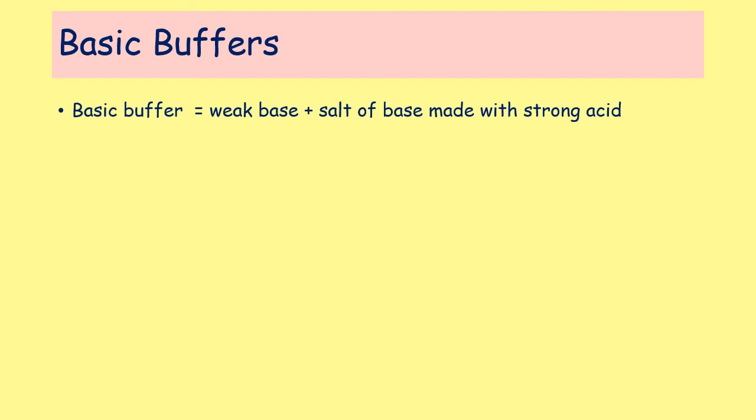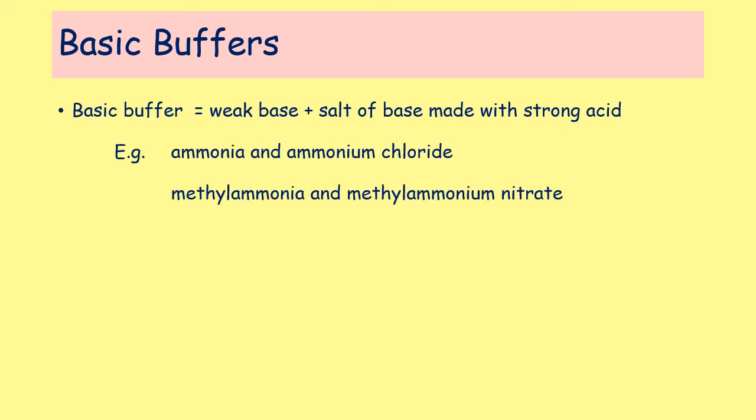Now, a basic buffer is going to be the opposite. It's going to be a weak base and then a salt that's made from a weak base and strong acid neutralizing one another. So a good example would be ammonia and ammonium chloride. So ammonia is a base, ammonium is the conjugate acid of that weak base, and chloride is from hydrochloric acid, a strong acid.